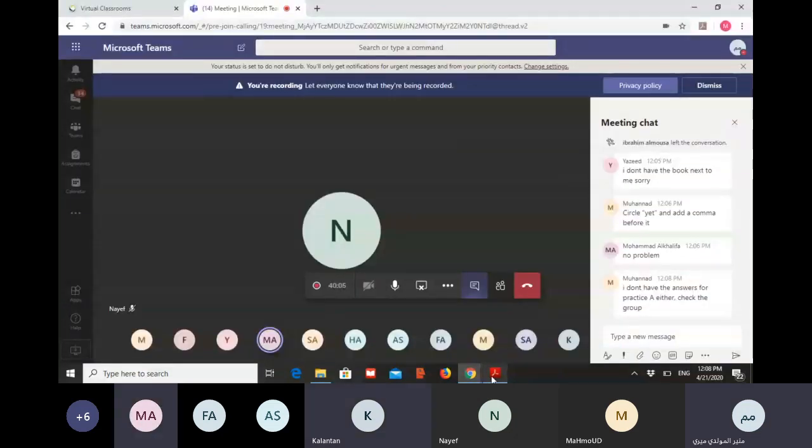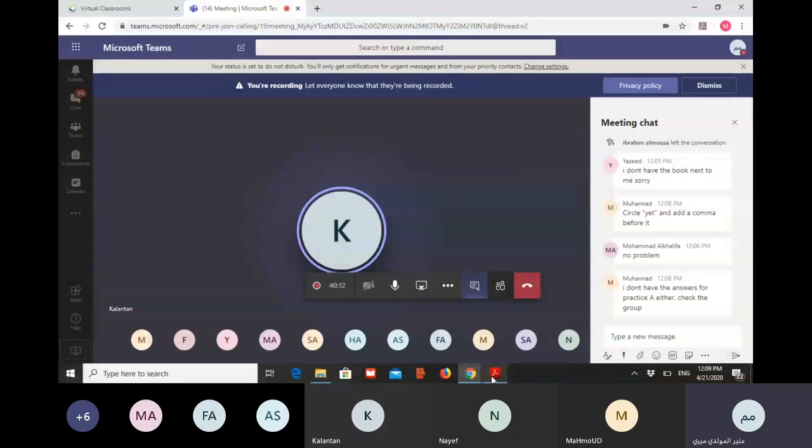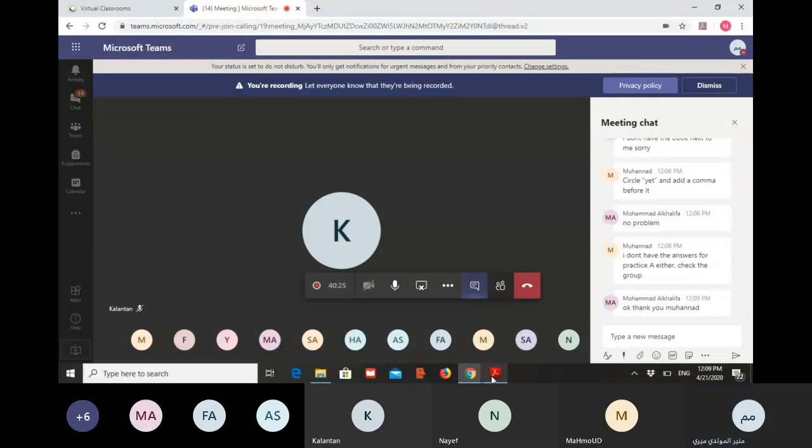Practice A, either check. Okay, we are going to go back. So I don't have the answers for practice A either. Check the group. Okay, no problem. We are going to go back to practice A. You mean practice A at page 62, or practice A at page 61 about simple sentences?